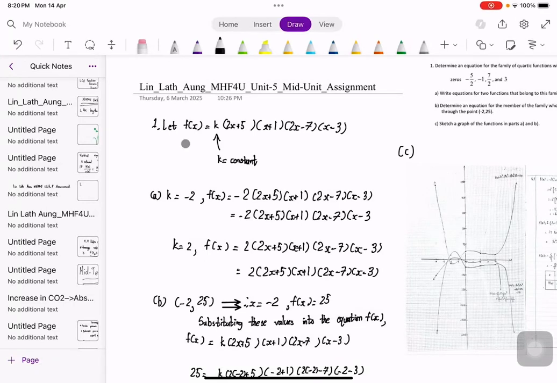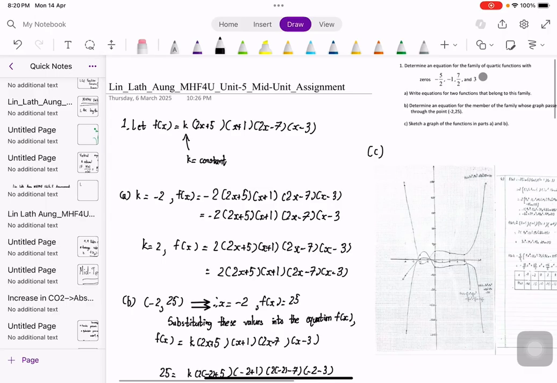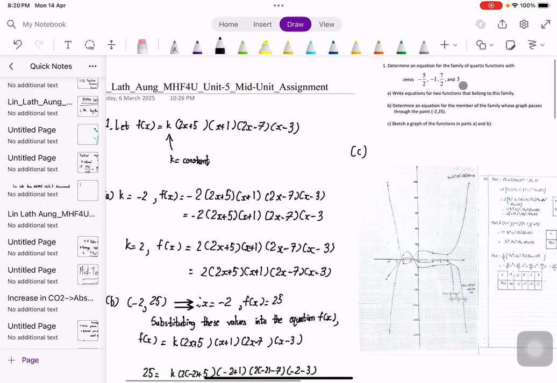Hello everyone. Today I'm going to explain my MHF4U Unit 5 mid-unit assignment. So let's get started. The first question is to determine an equation for the family of quadratic functions with these roots. So we have to create an equation with these given roots.